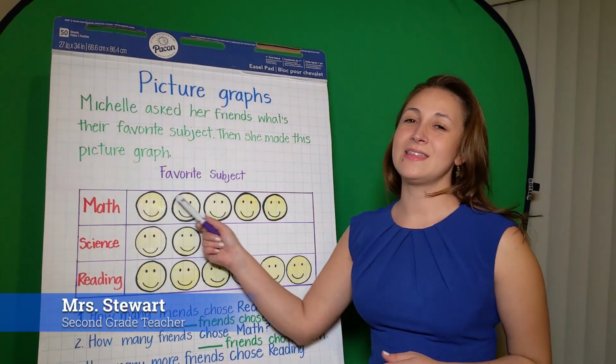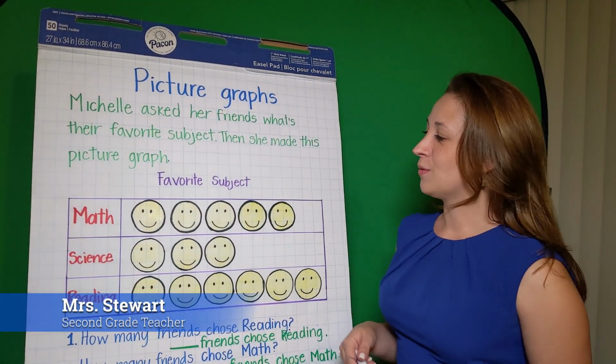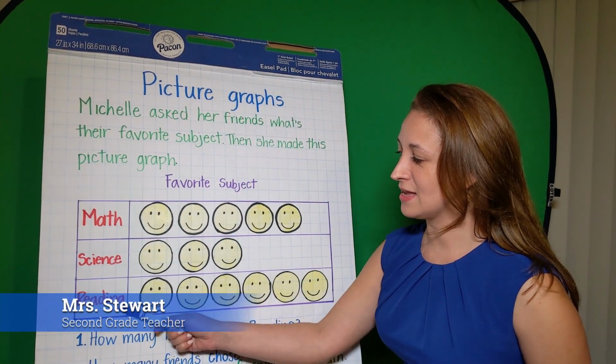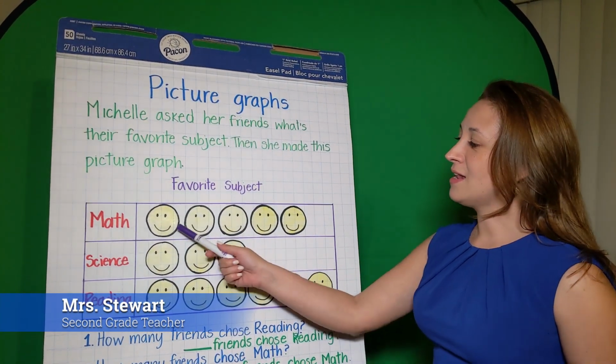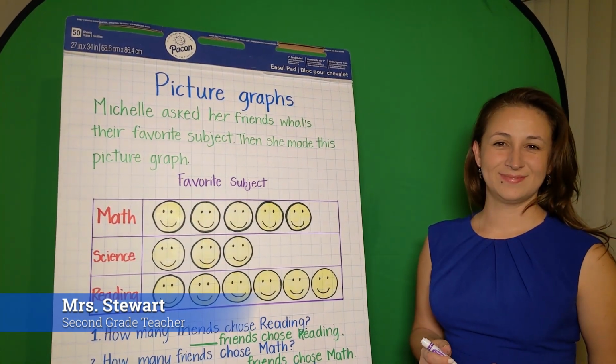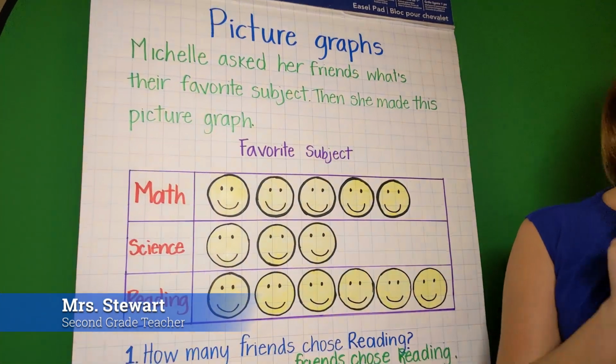As you can see, the title of our picture graph is Favorite Subject. We have three favorite subjects in this one. We have math, science, and reading. And our picture graph is represented by happy faces. Each happy face represents one student.